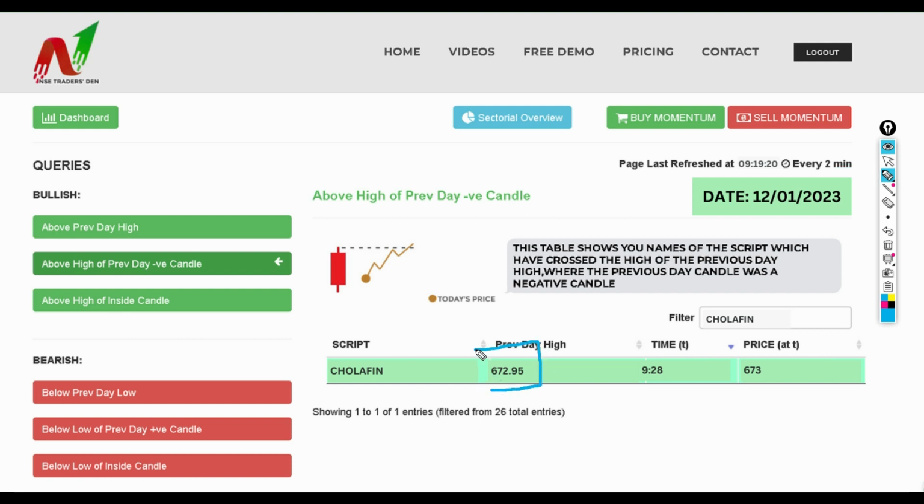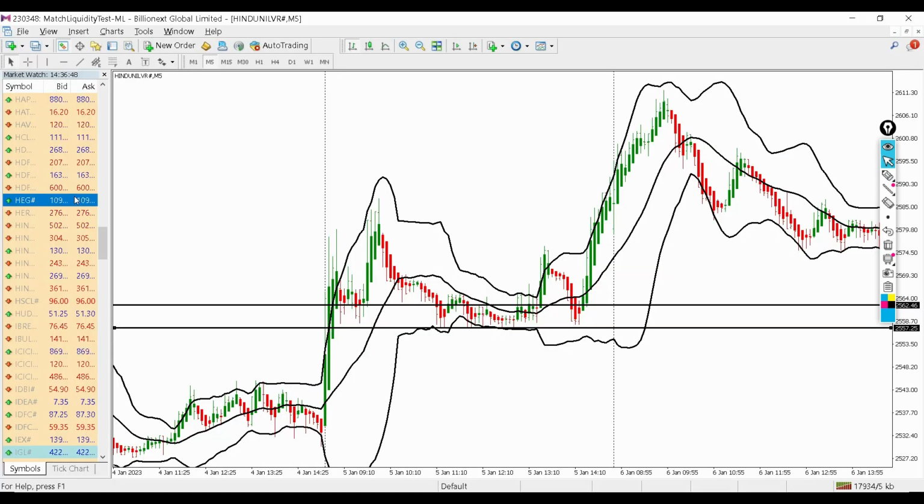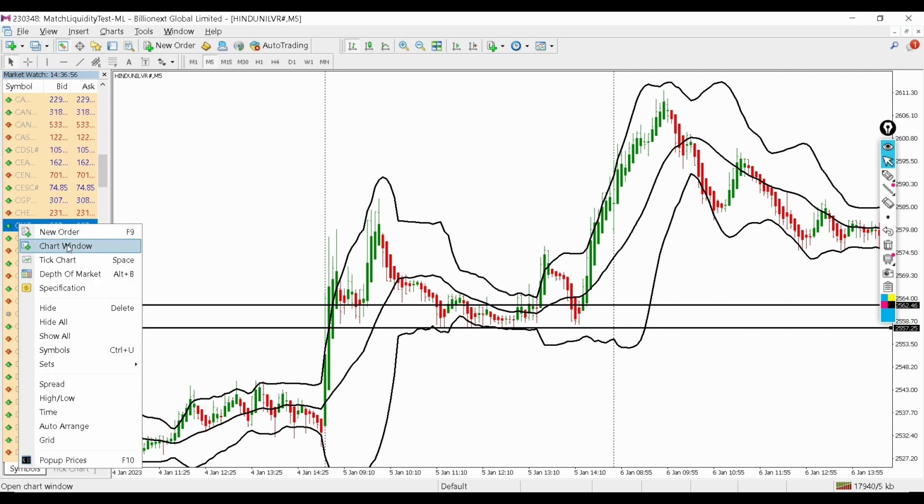The negative candle high was 672.95. On 12th of January at 9:28, Chola Finance broke yesterday's high, and whenever the stock breaks yesterday's high and comes to a scanner, as discussed earlier, first we'll go on MT4 and check on the daily time frame, on swing trade daily, whether the stock's RSI is rising or not. Now, how to identify whether the RSI is rising or not? We have a template named swing trade daily.